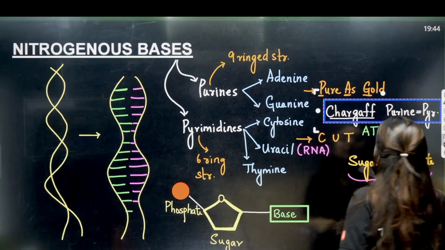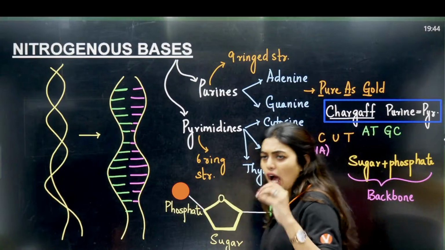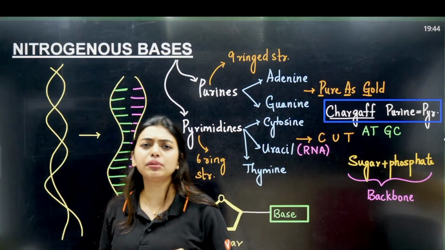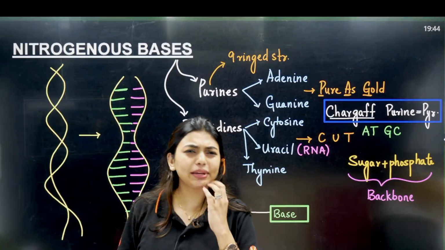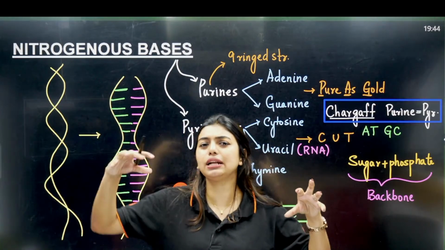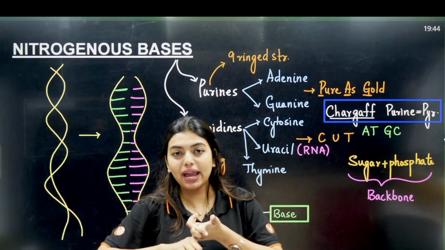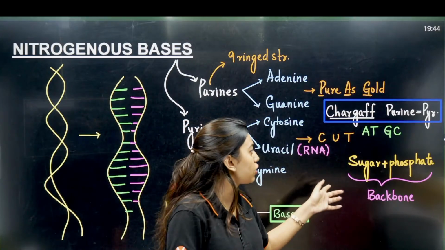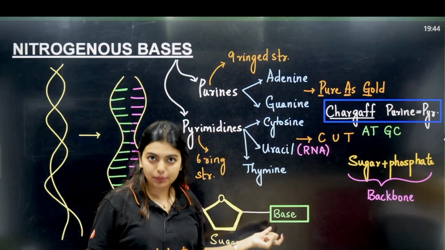Yes, students, is this clear? So, Chargaff told that however many purines are there, that many pyrimidines should be there. Like when you are making a group in the class, however many boys are there, that many girls should be there, so we can make pairs for a dance, an annual day dance. Same way here also, however many purines are there, that many pyrimidines should be there.